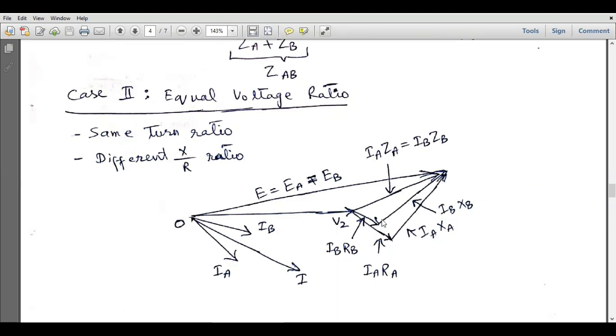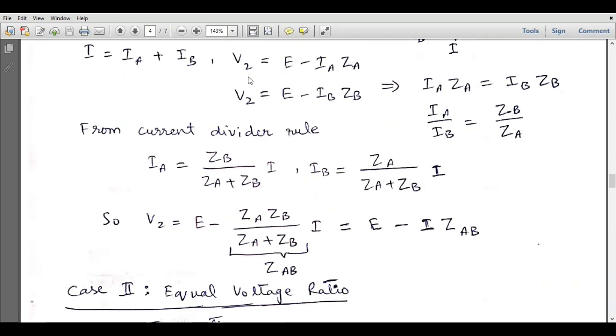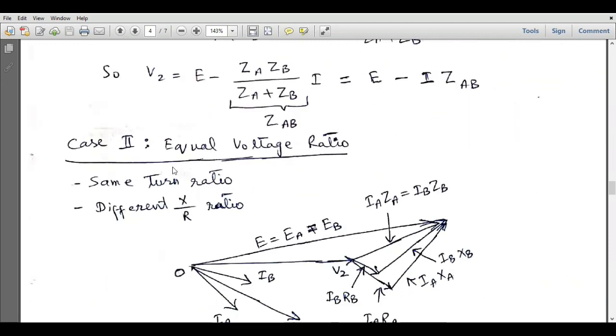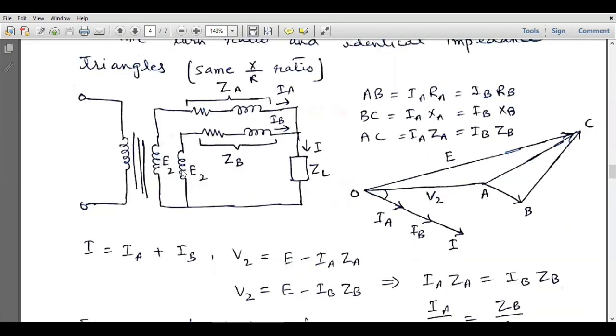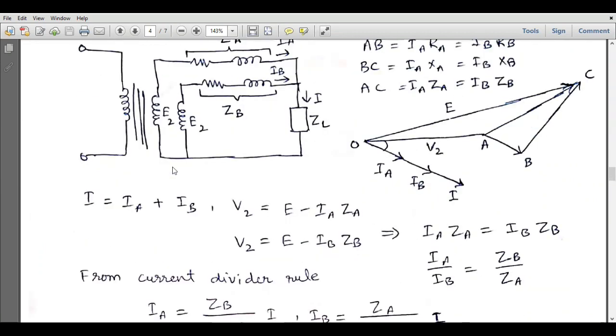Now the vector sum of these two vectors is equal to IAZA. So this is IARA, this is IAXA, and their vector sum is IAZA. Similarly, this is IBRB, this is IBXB, and their vector sum is IBZB. Again, according to this condition, since the voltage transformation ratio is the same, the secondary induced EMF will be the same, equal to E for both the transformers. So this same equation will be applied here, and according to it, IAZA is equal to IBZB.